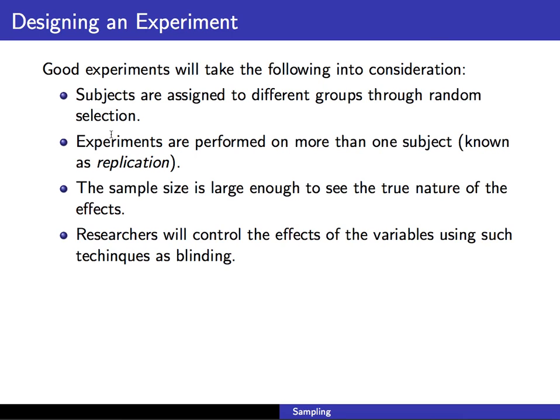And researchers are going to control the effects of our variables using such techniques as blinding, whether it be single blind or double blind, because again, we do not want our subjects to be able to tell which group they happen to be in. So whether we use a single blind or a double blind experiment, we want to keep the subjects unaware for the purposes of testing out the effects of any kind of experiment, whether it be medicine or whatever.